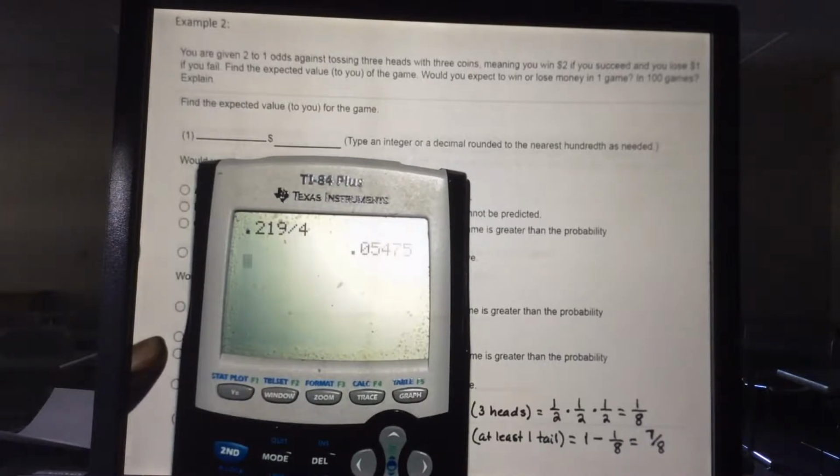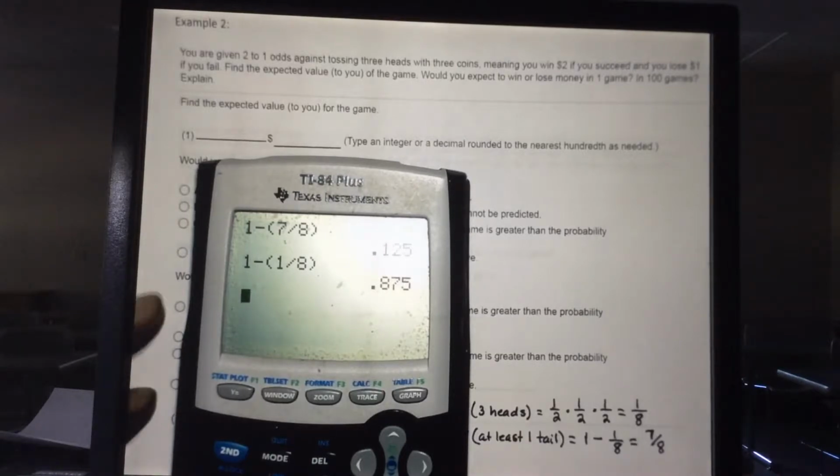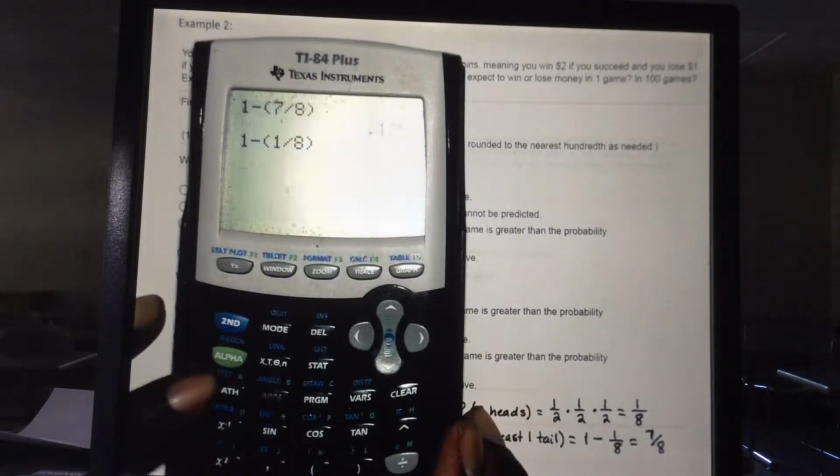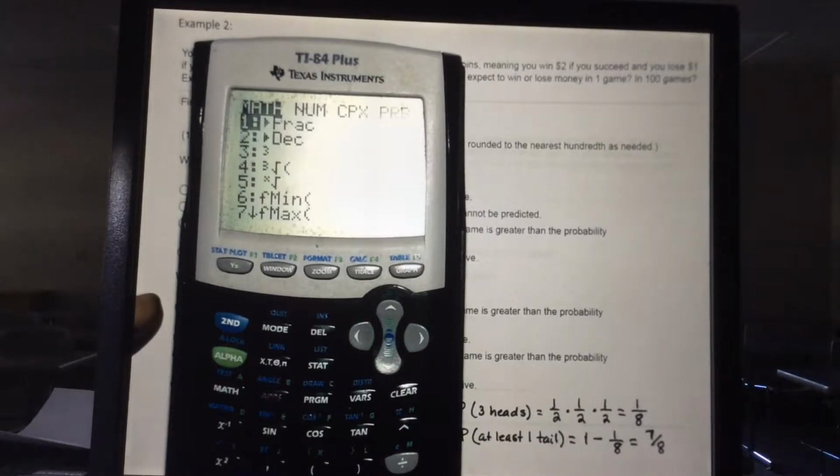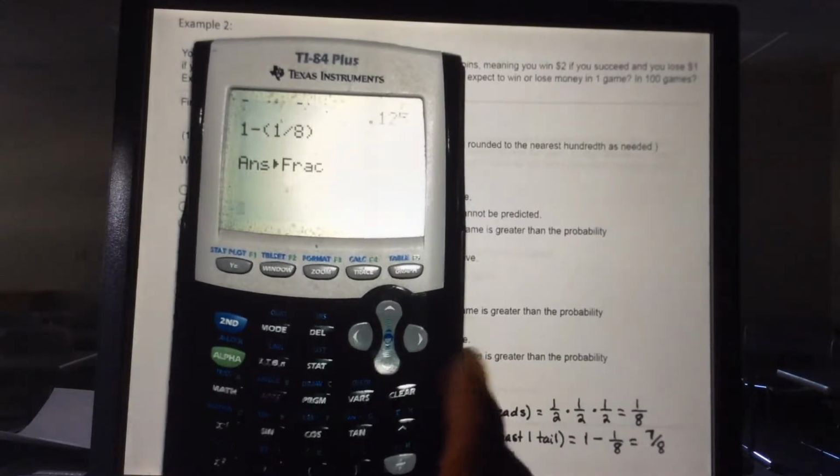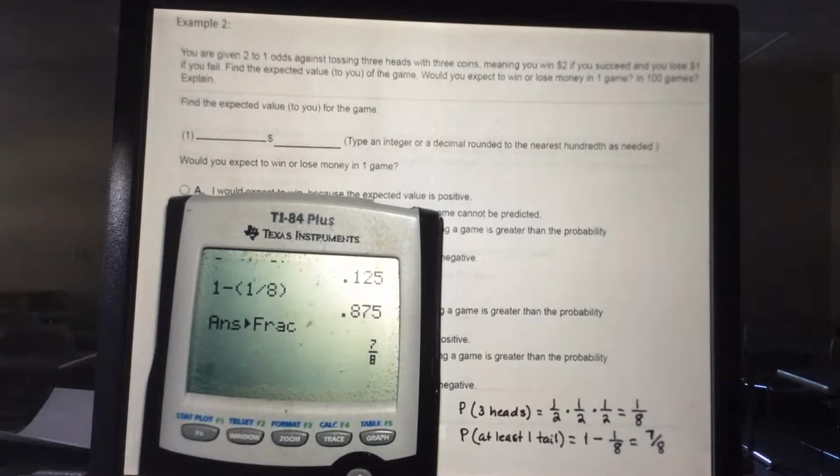Now, again, if we want to do this on the calculator, we can clear this out, 1 minus, and then in parentheses, 7 divided by 8. And that will give you the decimal value of 0.125. 1 minus 1/8, that'd be 0.875. And then change that to a fraction. We press the math key and then select menu item number 1. And that will give you the 7/8.